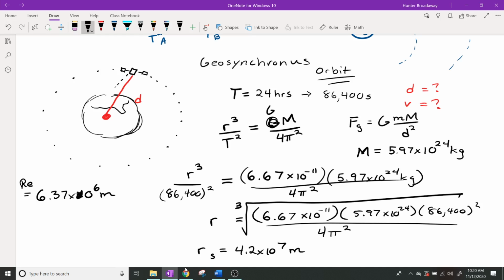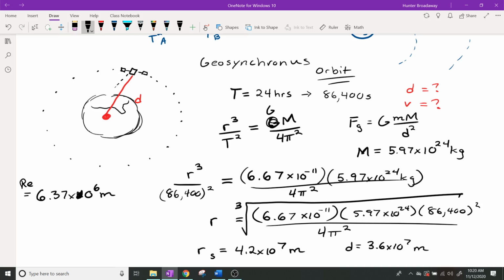So what was that value? The height that we actually had to put in there is 3.6 times 10 to the seventh meters, which is well above the radius of the Earth. If the radius of the Earth is only 6.37 million, then the distance that we're going to put it up there is somewhere around 36 million meters. So we're going way up there. That's about 6.63 times the Earth's radius.